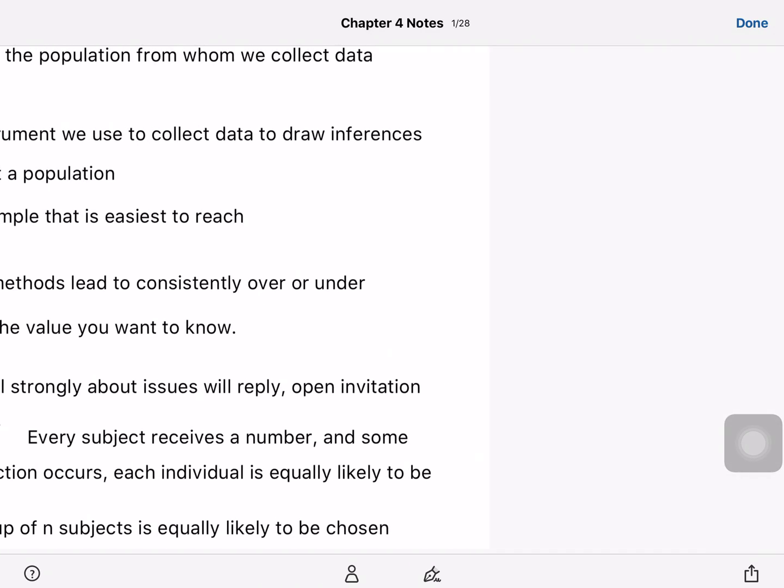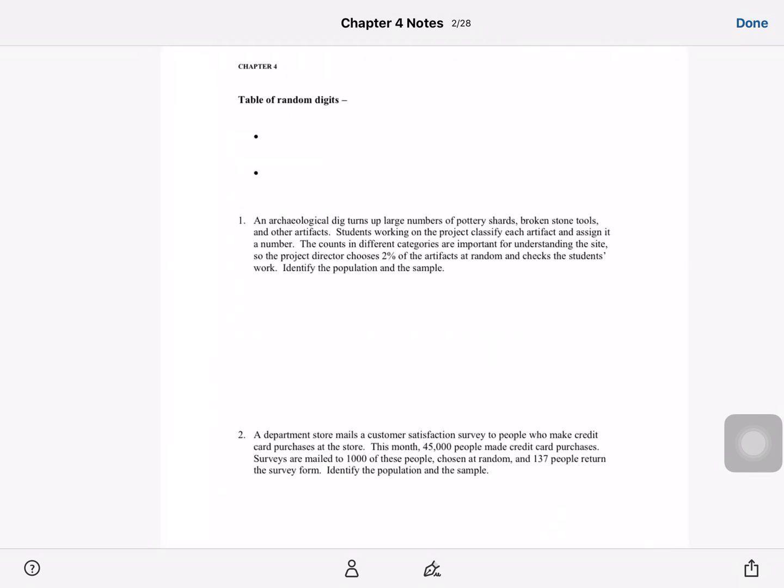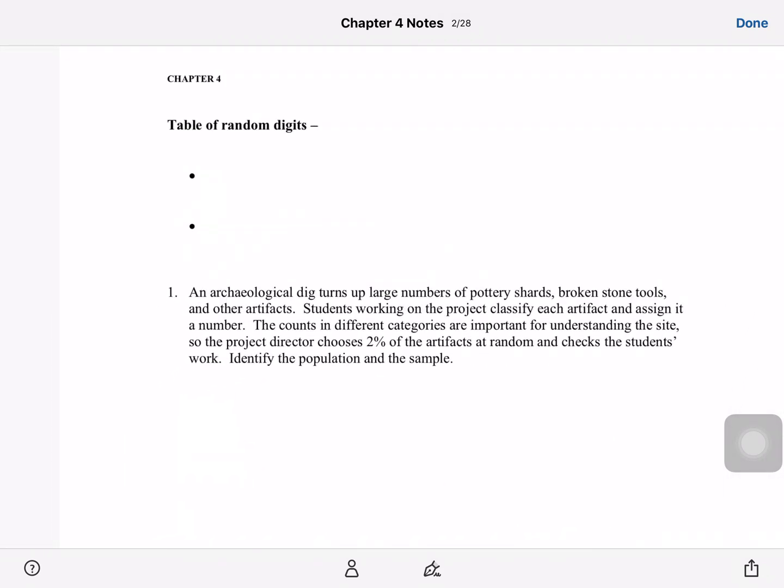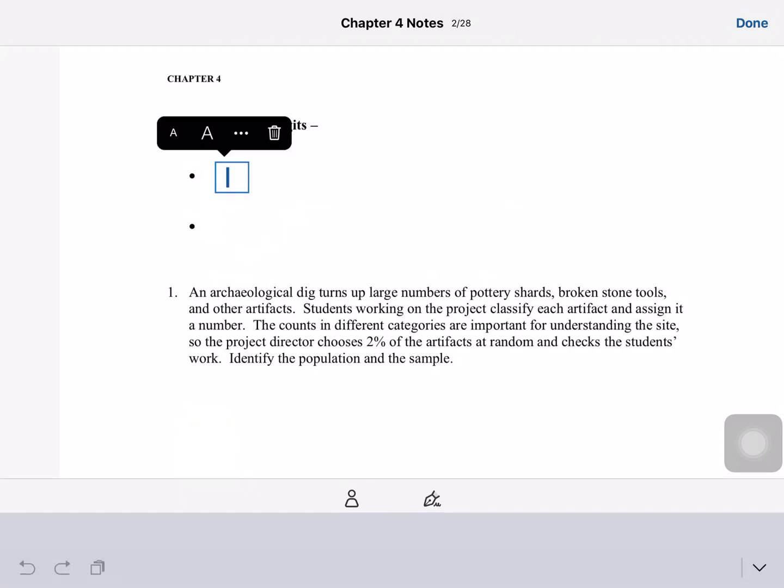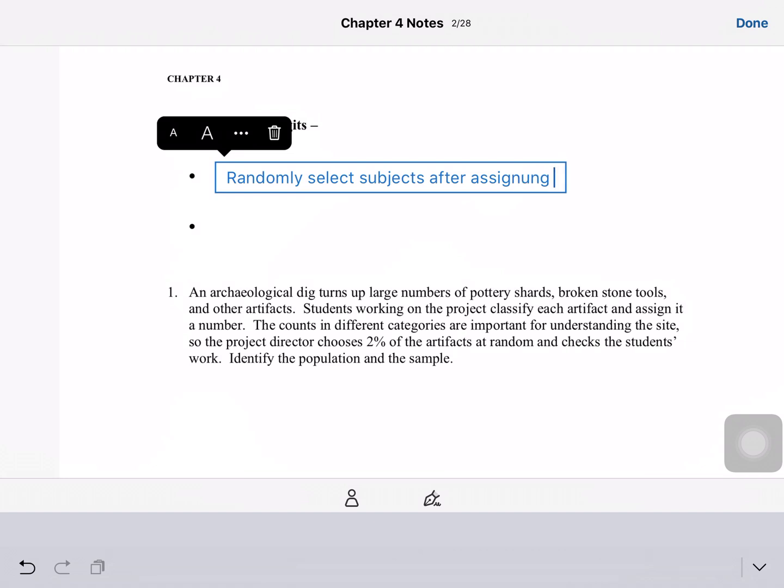And then lastly, we have the next page, and we're going to talk about the table of random digits. The table of random digits is a table that was produced to allow students to randomly select people when we did not have graphing calculators. So the random digits table allows you to randomly select subjects after assigning specific numbers and rules for choosing them.